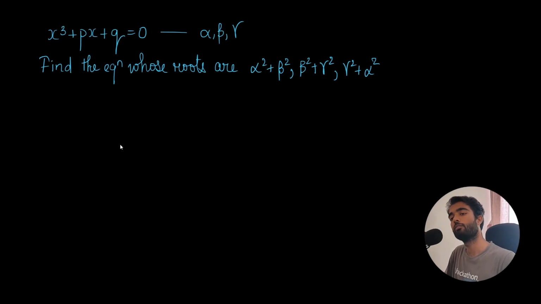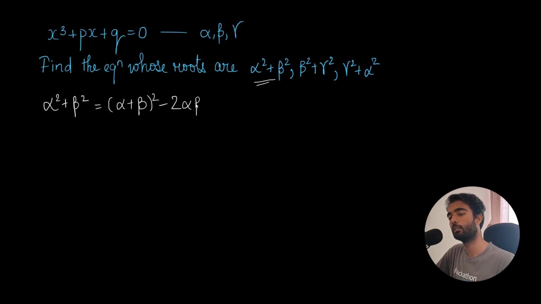Here we have the equation x cubed plus bx plus q whose roots are alpha, beta, gamma, and we need to find the equation whose roots are alpha squared plus beta squared, beta squared plus gamma squared, and gamma squared plus alpha squared. We see that the roots of the new equation are actually combinations of roots of the old equation, not purely one root of the previous equation. So first we bring that in terms of one root of the previous equation.